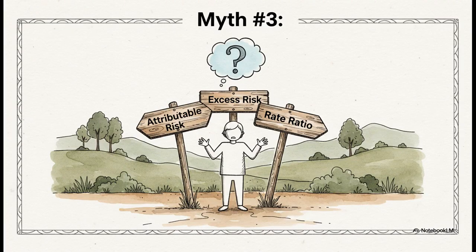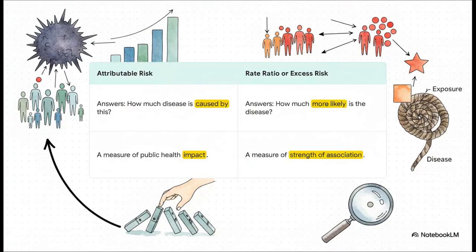And finally, myth number 3. This is where it gets a little tricky with all the jargon. You see terms like attributable risk, excess risk, rate ratio, and it's so easy to just lump them all together and think they mean the same thing. But in epidemiology, those little differences, they are absolutely crucial. And here's the key difference. Attributable risk is all about public health impact. It answers how many actual cases of this disease are we seeing because of this exposure. A rate ratio, on the other hand, measures the strength of the connection. It tells you how much more likely one exposed person is to get sick. So one is about the big picture, the population level burden. The other is about an individual's odds.